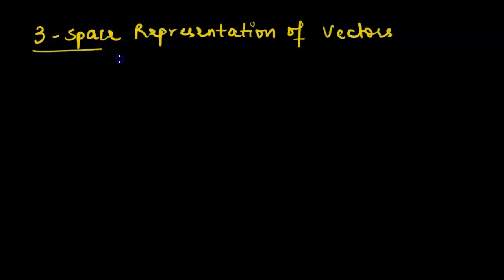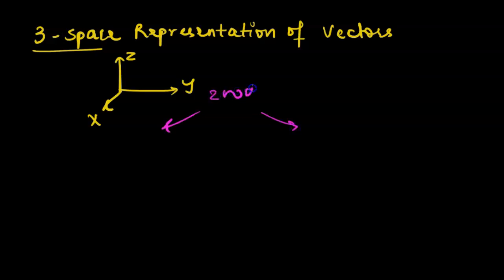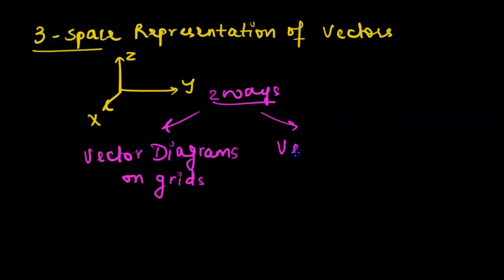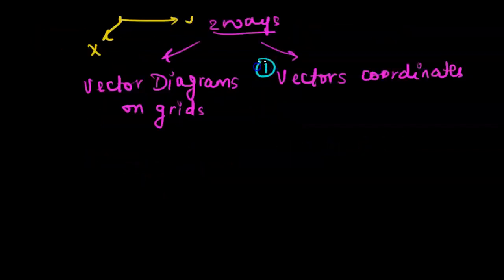Now we'll be talking about three-space representation of vectors. Three-space means three axes, x, y, and z axes. When we have to do three-space representation, there are basically two ways of representing vectors. The first way is vector diagrams on grids. Second is vectors can be drawn in coordinate form, so that is vector coordinates. Let's talk about vector coordinates first.